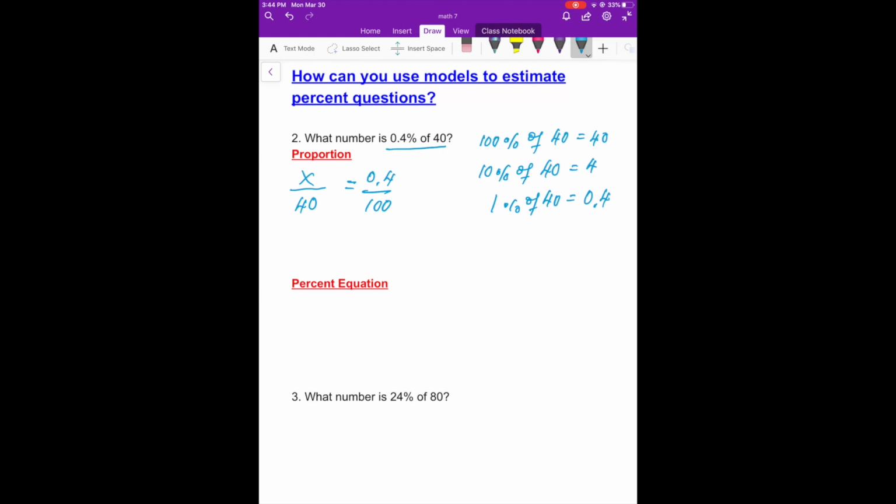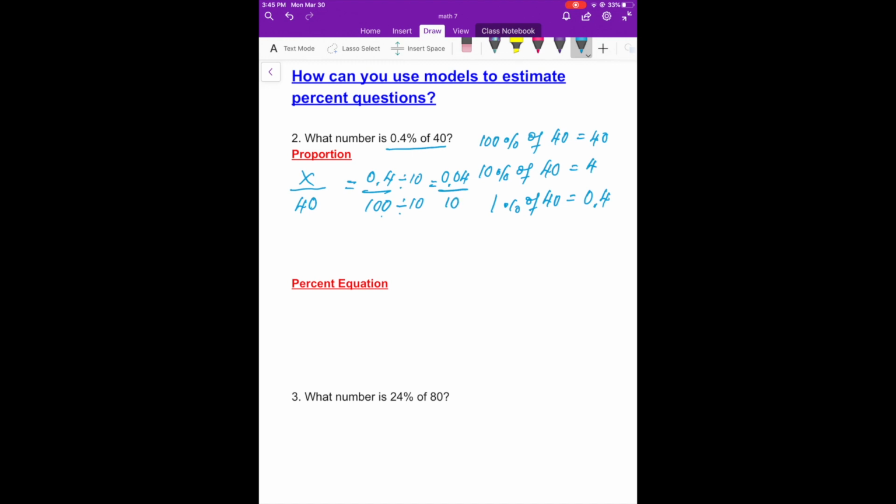Now, how can I use the equivalent fractions? Like, can I make the denominator 40? So if I divide both by 10, I would get a 10 in the denominator. So if I divide 4/10 by 10, I would get 0.04 over 10.